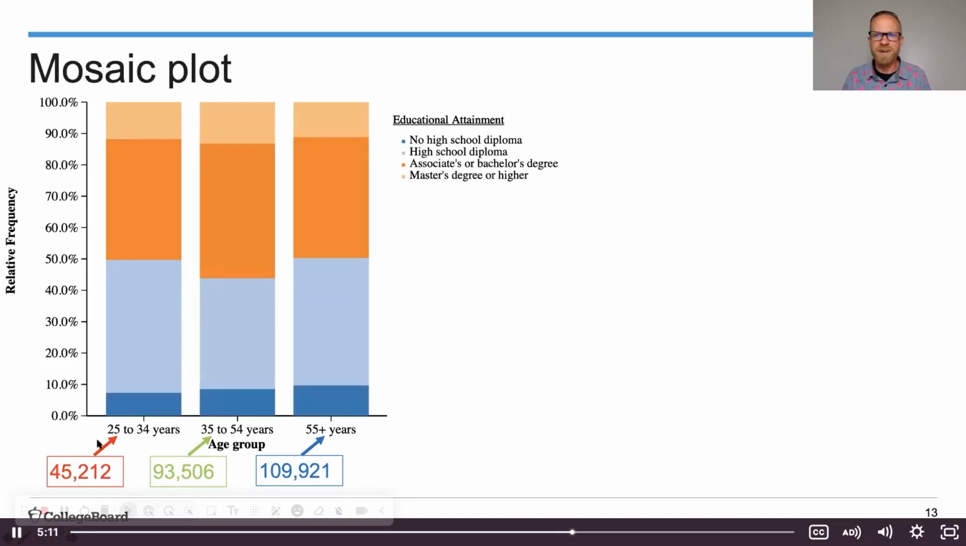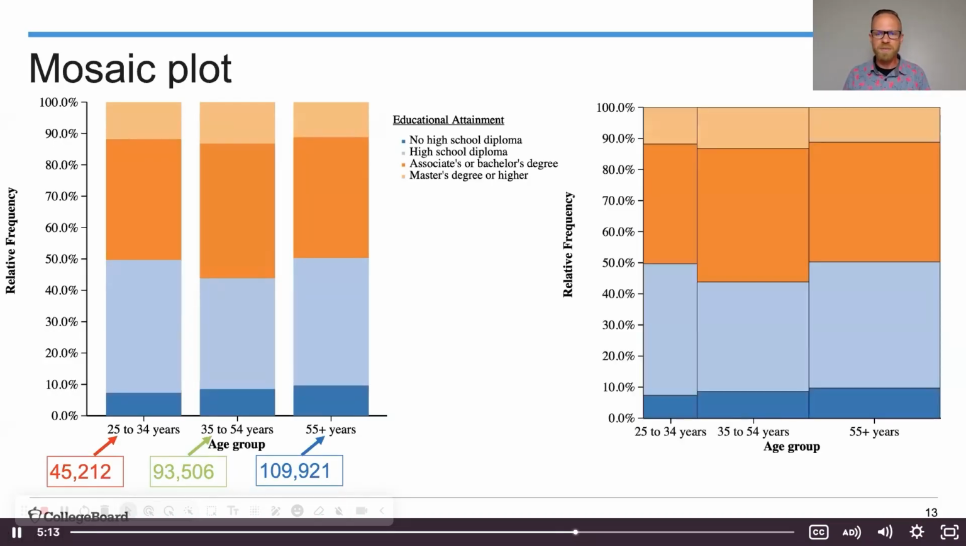And so the solution here is to use what's called a mosaic plot. So you'll notice that a mosaic plot is really a segmented bar graph, but the width of the bars is dependent on the size of the group. So you'll notice that the 25 to 34-year-olds, which have the smallest group, is going to have the bar with the smallest width. Whereas the next group, 35 to 54, much wider bar, and then an even bigger bar for 55 years and older.